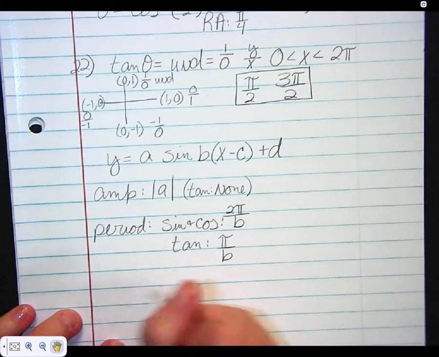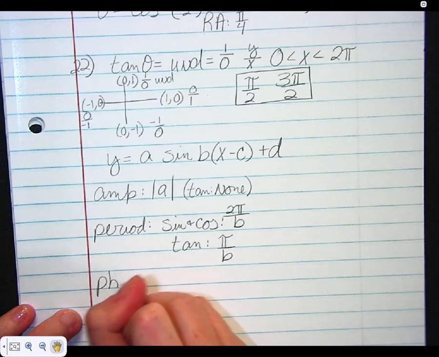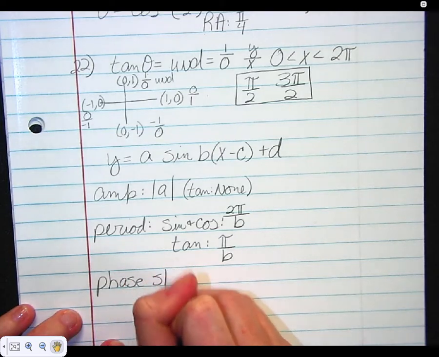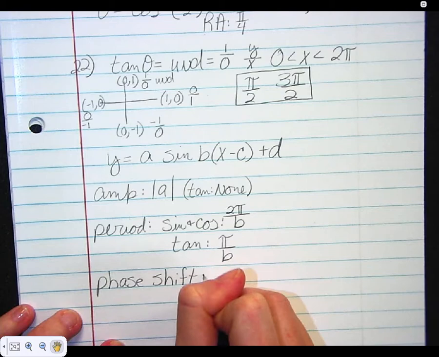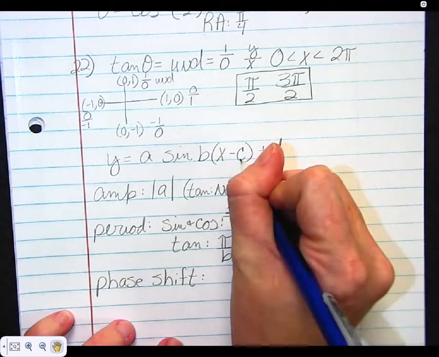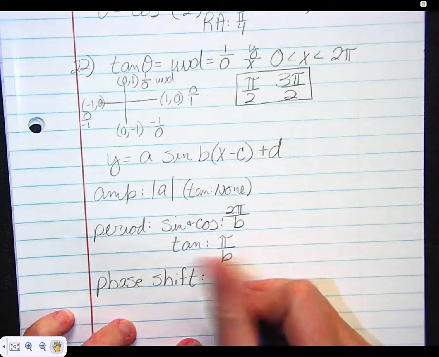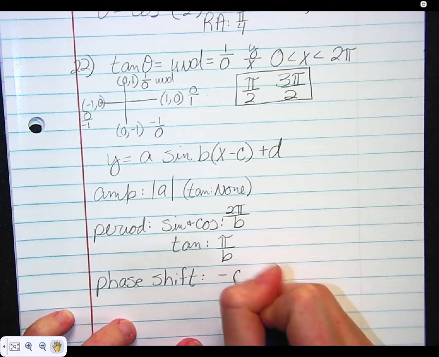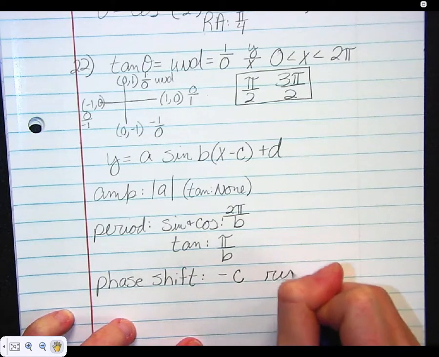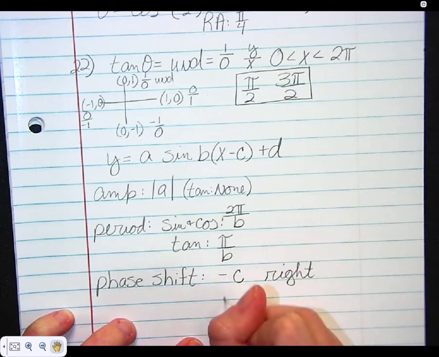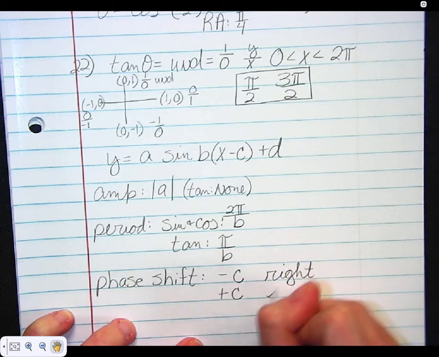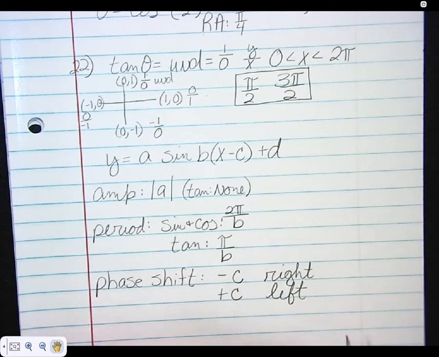All right, the other thing they're going to ask you about is the phase shift. A phase shift is the idea of moving to the left and to the right. It's going to be opposite from what you think inside here. So if I'm moving negative c, that's going to go to the right. And if I'm moving plus c, that's going to move to the left. Again, opposite from what you would think.